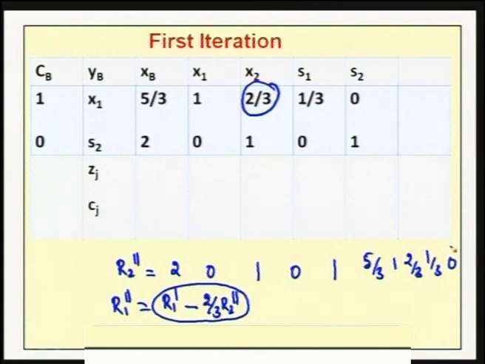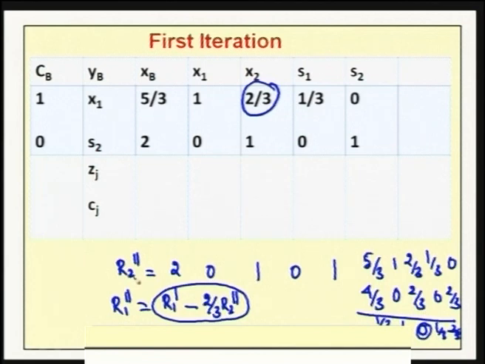Now, we multiply this row by 2 by 3. Therefore, this will become 4 by 3 and this term becomes 0 and this is 2 by 3 and this is 0 and this is 2 by 3. So, if we subtract, we will get 5 by 3 minus 4 by 3 as 1 by 3, 1 minus 0 is 1, 2 by 3 minus 2 by 3 is 0, 1 by 3 minus 0 is 1 by 3, and this is minus 2 by 3. Now, see this 2 by 3 becomes 0.